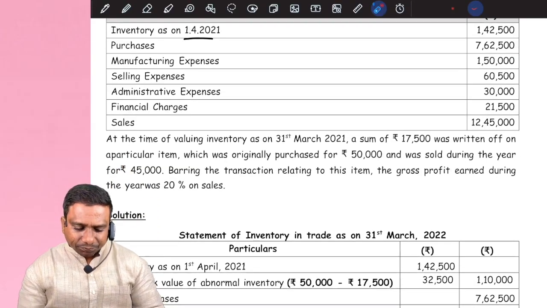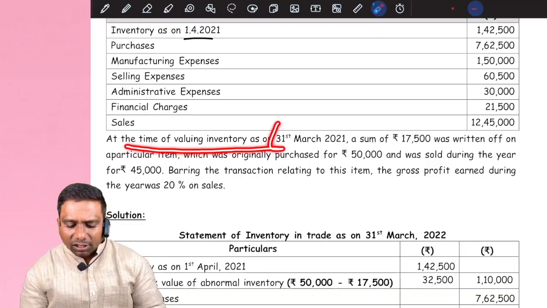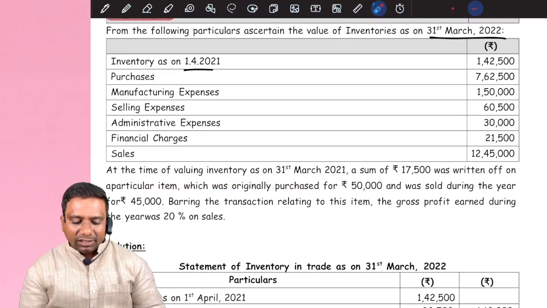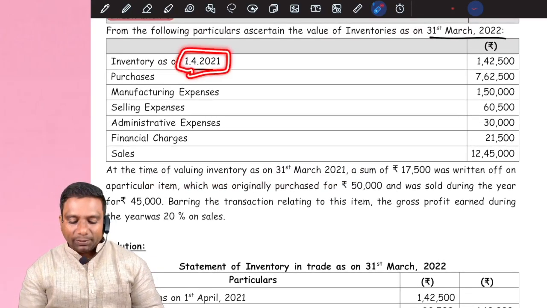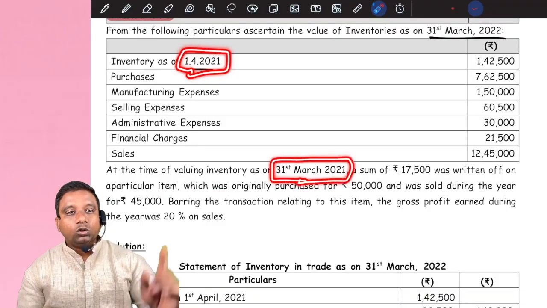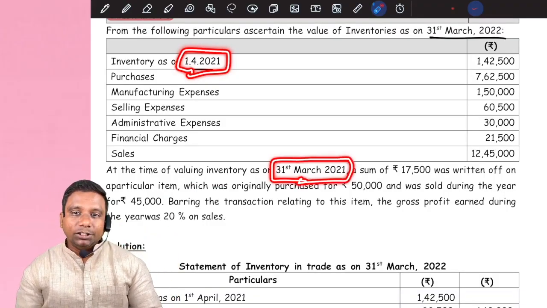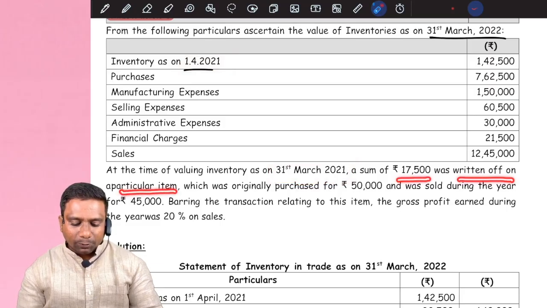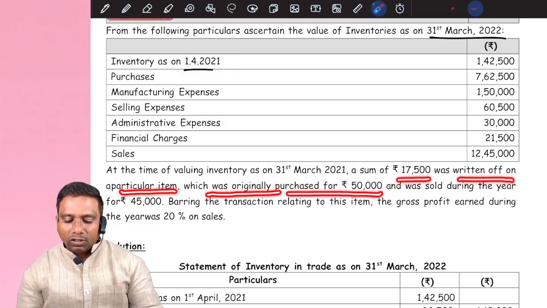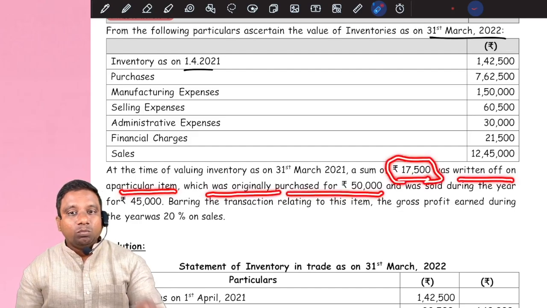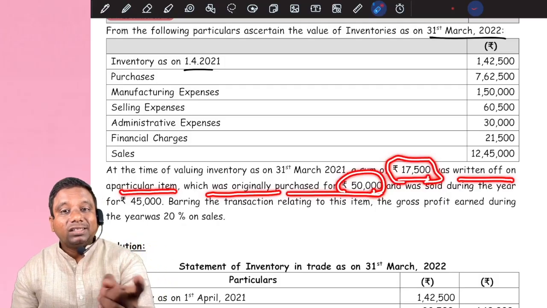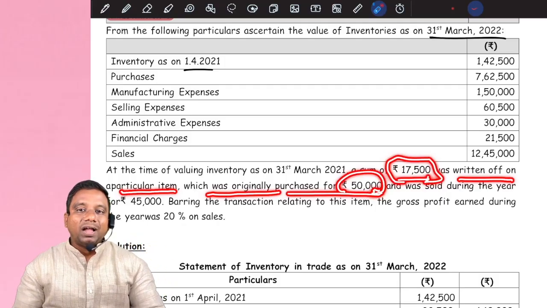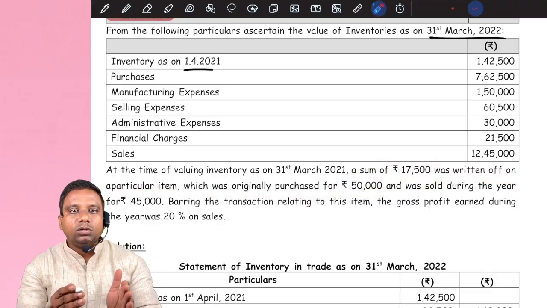Look here. At the time of valuing inventory on 31st March 2021, they set 1/4/2021 as opening, and 31st March 2021, the 2021 financial year, as closing. A sum of 17,500 was written off on a particular item which was originally purchased for 50,000. How much amount was written off? 17,500. But the original cost is 50,000. Means the inventory is valued at 32,500, and this is called abnormal goods.